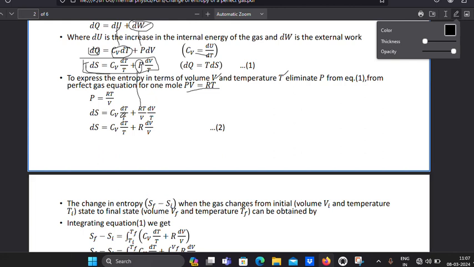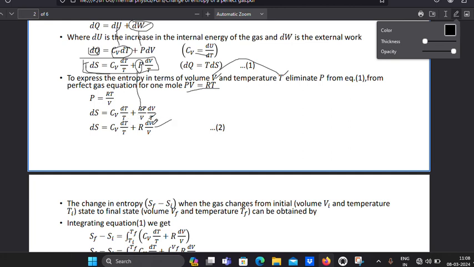Now dS = Cv dT/T + (RT/V) dV/T. Now T gets cancelled here. So what do we get? We get R dV/V. So this is the equation. Now see, it is in terms of V and T only. R is a constant, and we don't have any P value here. That is why it is in terms of T and V.